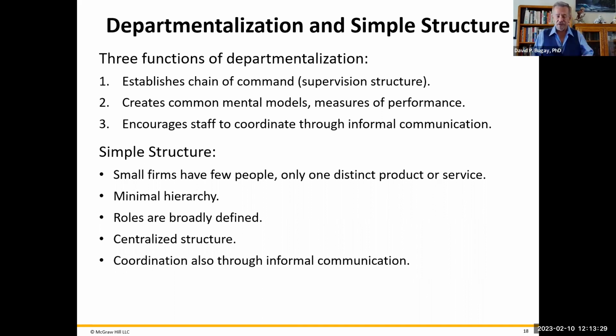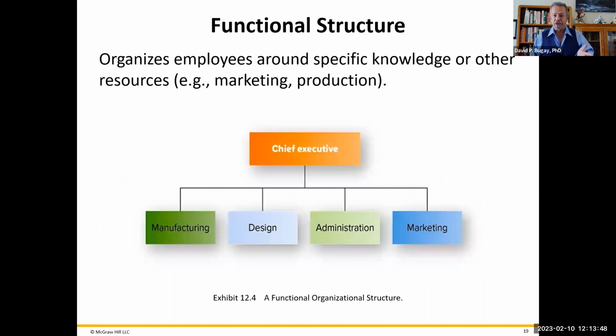So it depends what it is. Really, the best structure, the simple structure, minimize the hierarchy, try to make it a flatter organization. In the simple structure, roles are broadly defined. One person can do a whole series of different things. Train them well. Have a centralized structure, and it's not going to matter because it's a small organization and it's simple. And always have informal communication. At different things, it just depends what you're doing.